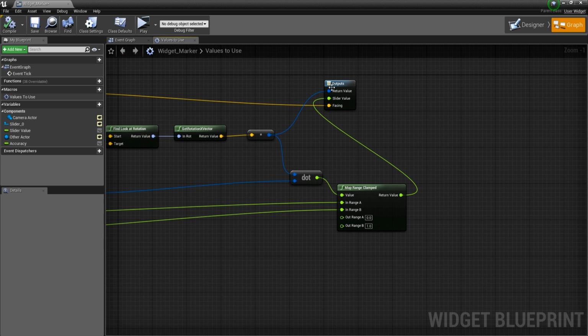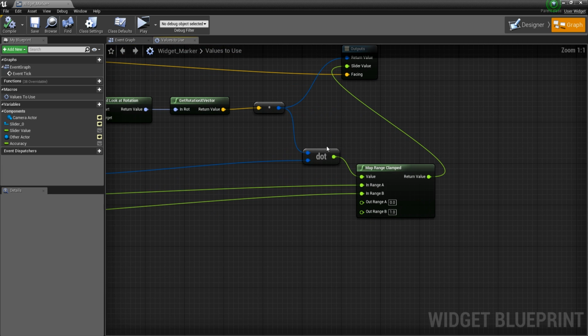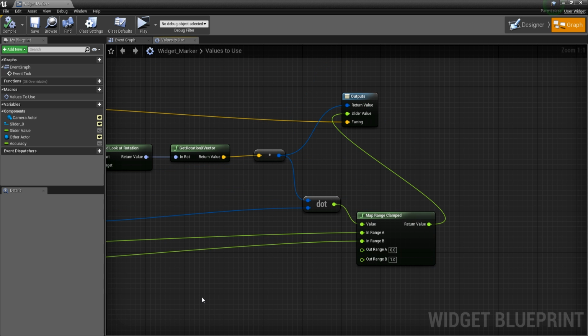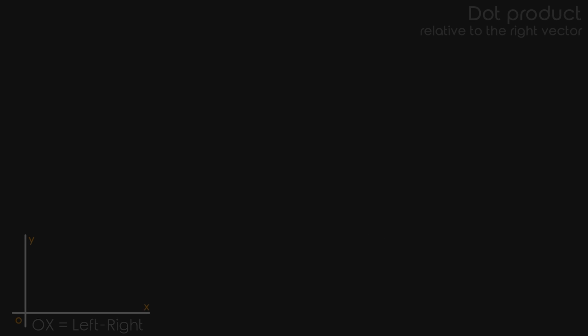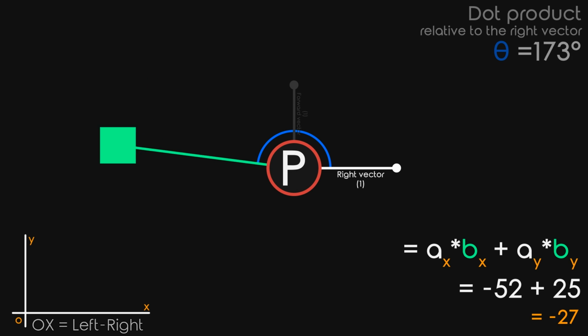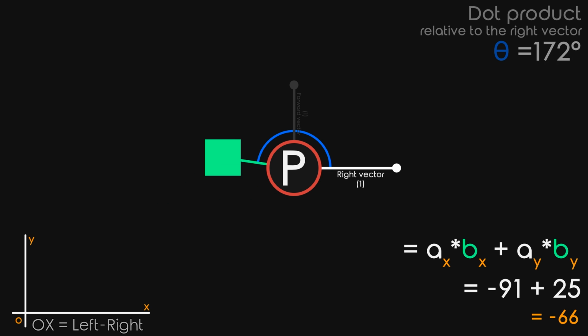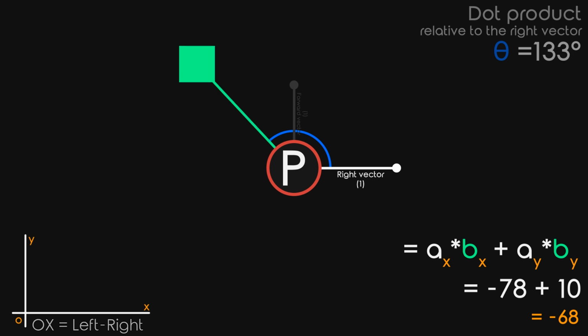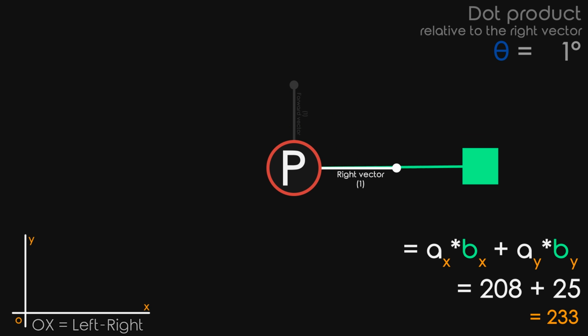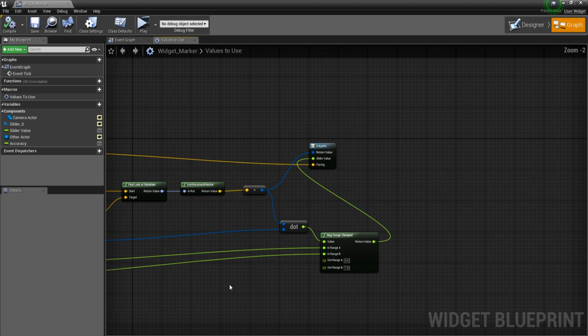And then we're just going to output that. Okay, and now let's see what the dot product does. In our case, the dot product is used in order to determine whether the object is located to the right or to the left of the right vector. That is why we are also going to clamp this between 0 and 1 and between the accuracy.